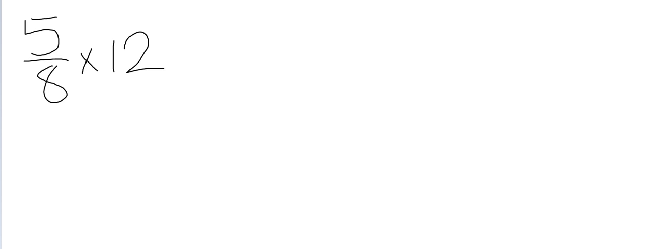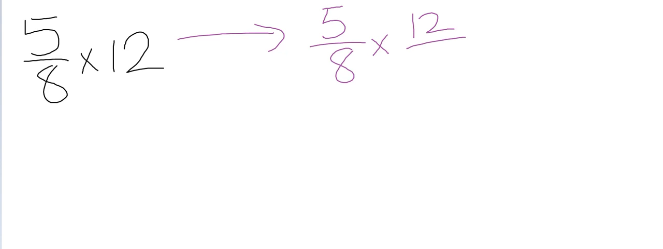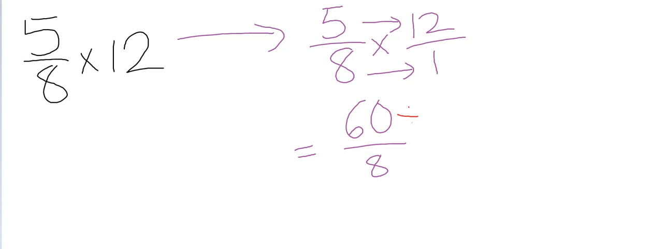Alright, we have 5 over 8 multiplied by 12. So let me show you the long way first. We have to realize that 12 can also be written as a fraction. So this can also be written as 5 over 8 multiplied by 12 over 1. Now we can just multiply across. So 5 times 12 is 60, over 8 times 1 is 8. And now we can simplify these fractions by dividing the top and bottom by 4, because they're both multiples of 4. So 60 divided by 4 is 15, and 8 divided by 4 is 2.